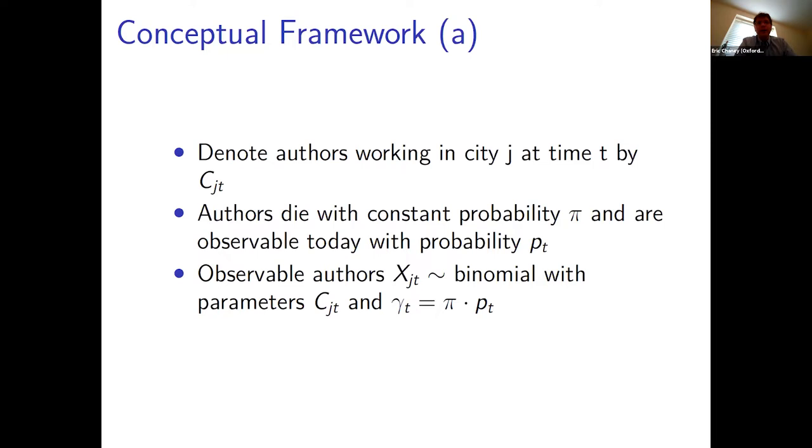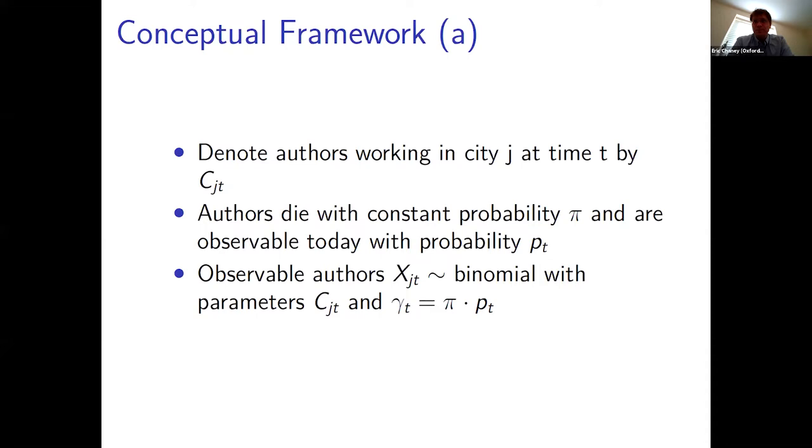Let's start by denoting authors working in city J at time T by the quantity capital C_JT. I'm going to assume that authors die with constant probability, which I'll denote by pi, and are observable today with probability P_T, which I'm going to allow to vary by time. That could be because authors' works are lost. But as we get closer to the present, we can observe authors with a greater probability.